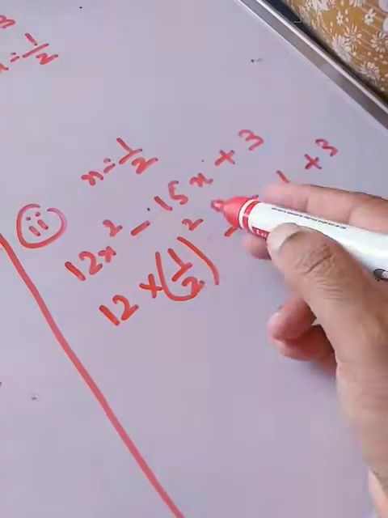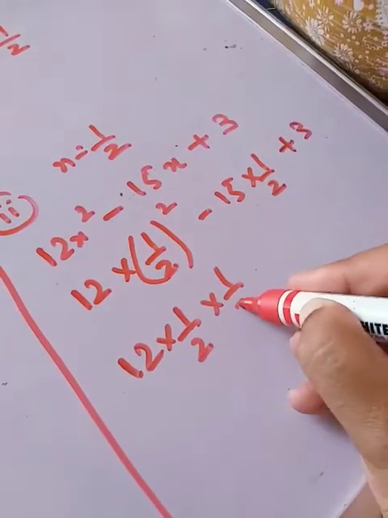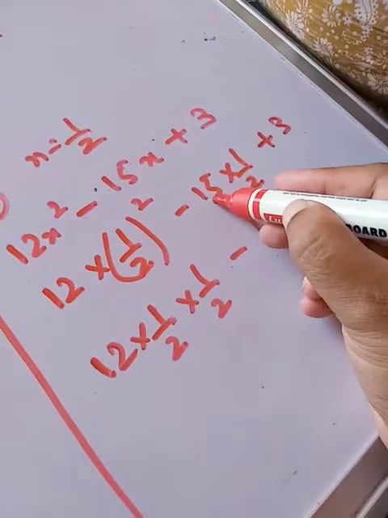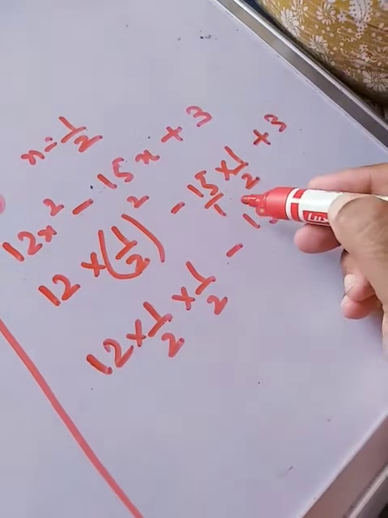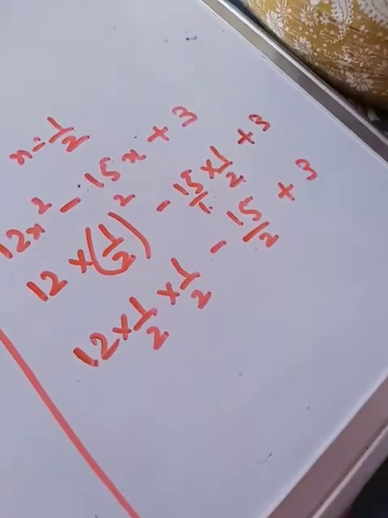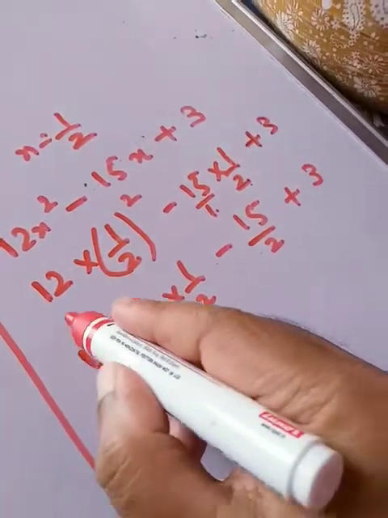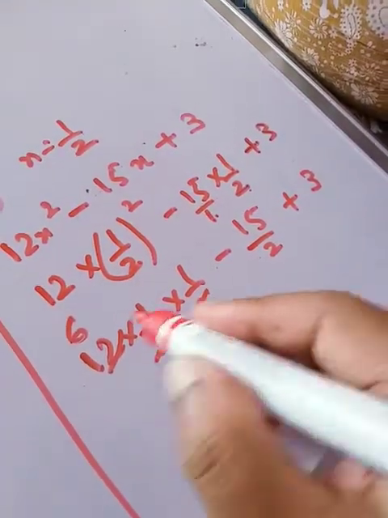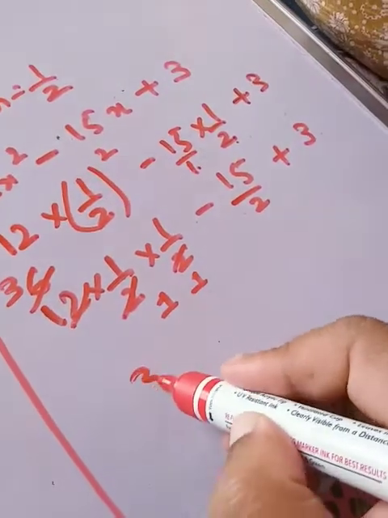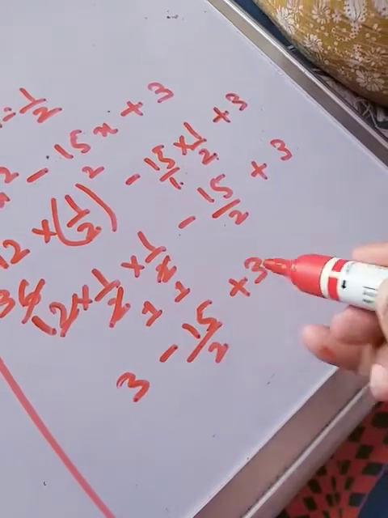Now 1 by 2 square means what? 1 by 2 into 1 by 2. Now the answer would be 15 1s are 15, and 15 is carrying 1 as a denominator, so 1 into 2 is 2 plus 3. Now can we cancel this? Yes. 2 1s are 2, 2 6s are 12, 2 1s are 2, 2 3s are 6. So the answer is 3 minus 15 by 2 plus 3.